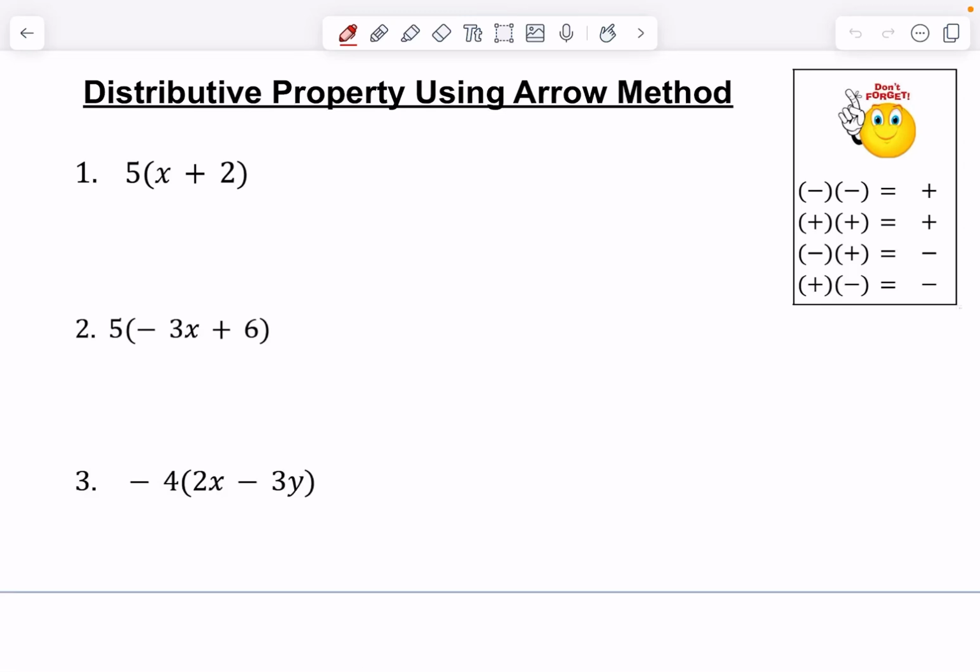Hi, welcome to another one of Mrs. Rodriguez's mini lesson videos. Today we're looking at the distributive property using the arrow method.